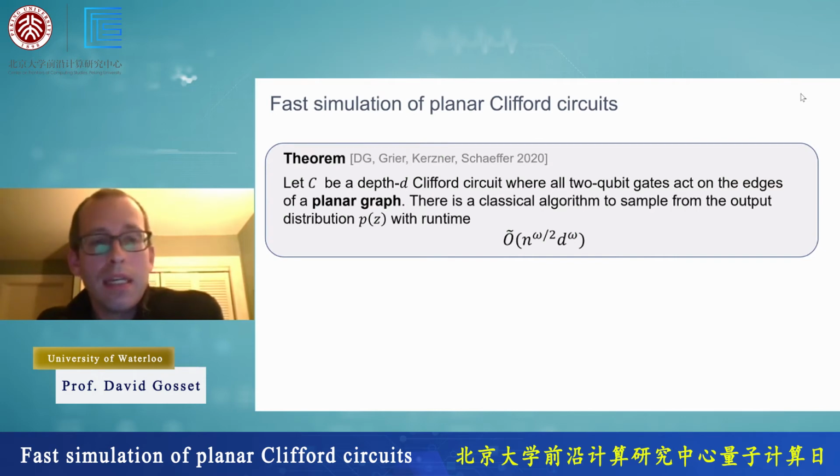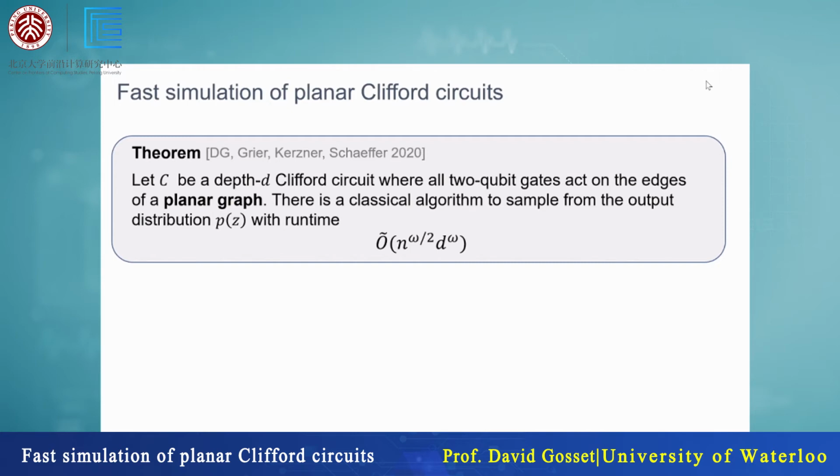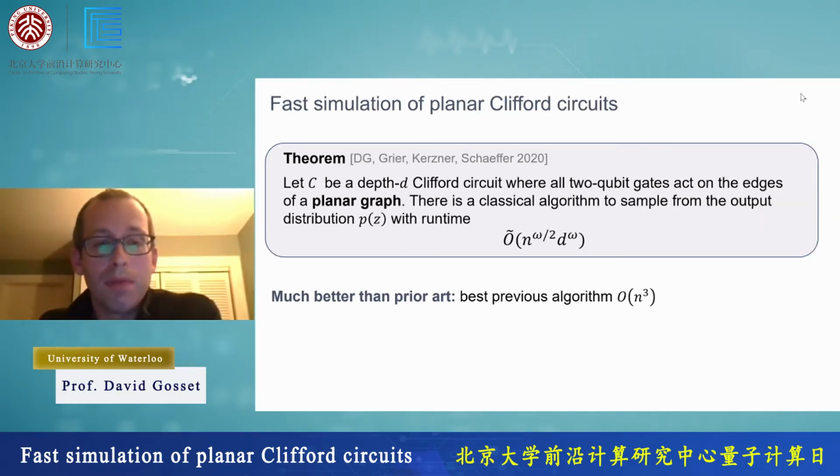And what we show is that if you have a depth d Clifford circuit of this type on a planar graph, then there is a classical algorithm that samples from the output distribution with a runtime Õ(n^(ω/2) d^ω). This O tilde means that we're hiding log factors. So for example, if d is a constant, if you have a constant depth Clifford circuit on a planar graph, this is n to the omega over 2 runtime, which is a square root speedup over the n to the omega which you would get from using fast linear algebra. I should mention that the best previous algorithm was n cubed, because even the n to the omega improvement comes from our work.